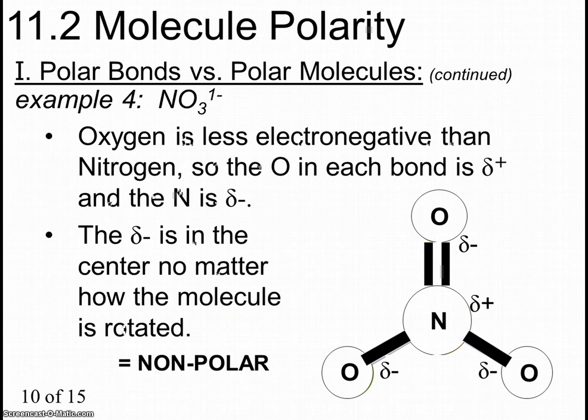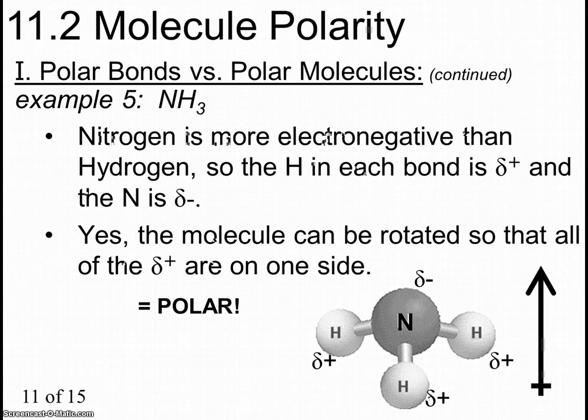For nitrate, NO3-, we could figure out this would be the pattern of the positives and negatives. And this is overall going to be a non-polar molecule because there is no way that I can rotate this in three-dimensional space to make it so that one side is negative and one side is positive. And that's because this is planar.